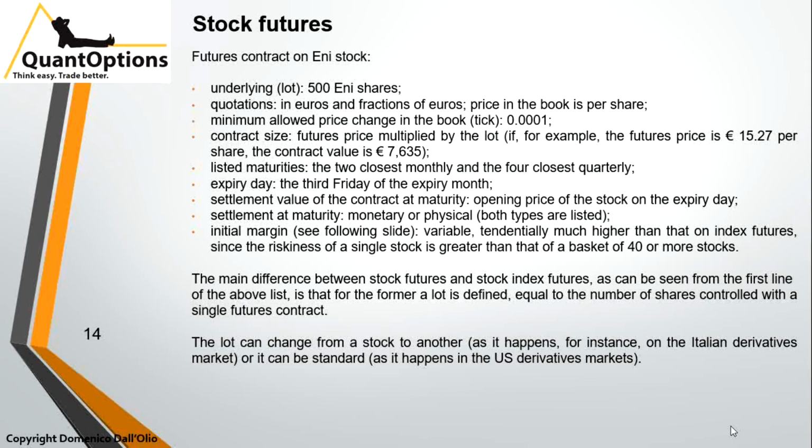The contract size is the futures price multiplied by the lot. So if, for example, the futures price is 15.27 per share, the contract value is 15.27 times 500, and that is €7,635. Listed maturities are the 2 closest monthly and the 4 closest quarterly. Expiry day is the third Friday of the expiry month. Settlement value of the contract at maturity is the opening price of the stock on the expiry day.